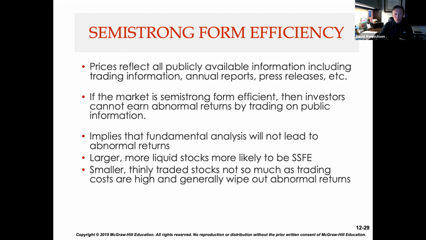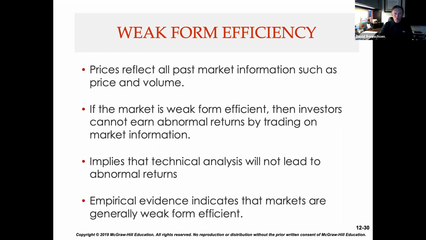Semi-strong deals with what the companies have already done based upon information that they've released to the public. Weak form relates to what the stock price and volume numbers have been for the stock investment that you're looking at. So it reflects all the past market information: price, the volume, the number of short sellers in the market. If the market is weak form efficient, then investors can't earn abnormal returns by trading on market data, AKA information.